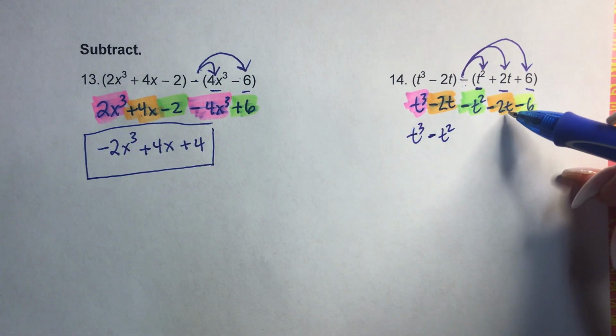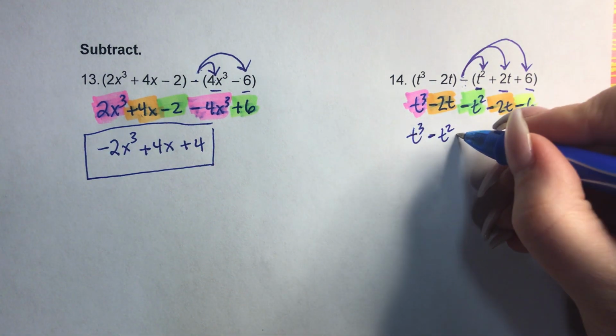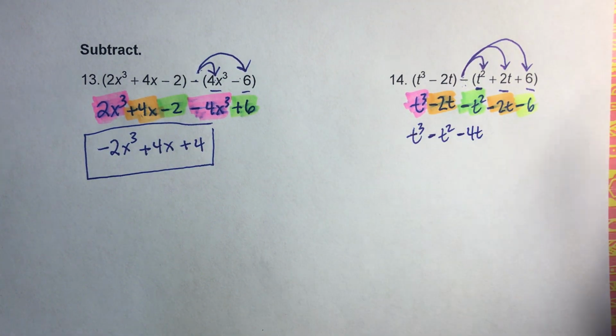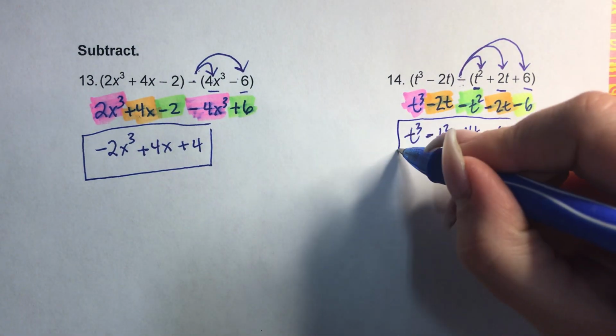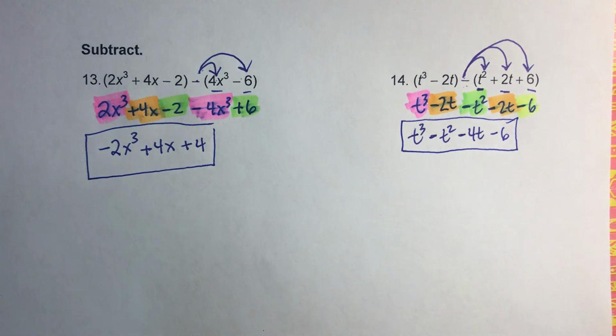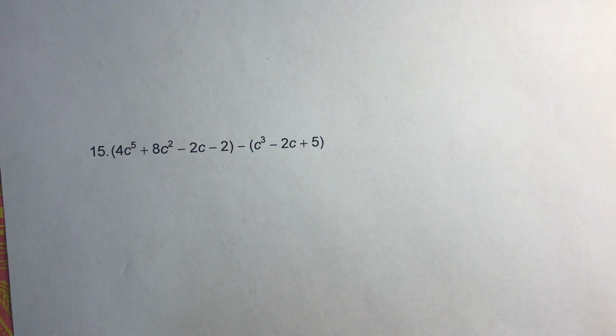And then we have the variable t that has a degree of 1, so negative 2 minus 2 is just going to be negative 4t. And then lastly, our constant, which is negative 6. And that's it. So if you got that right answer, great job. Okay, on to this one. Now this one's a doozy. Oh my goodness. Let's see how you did.